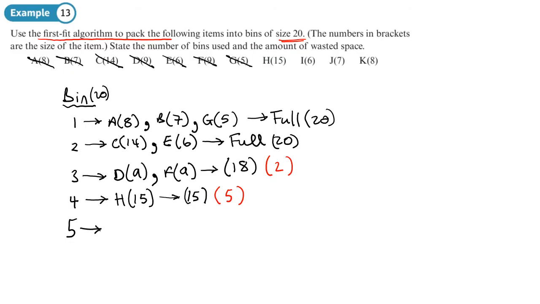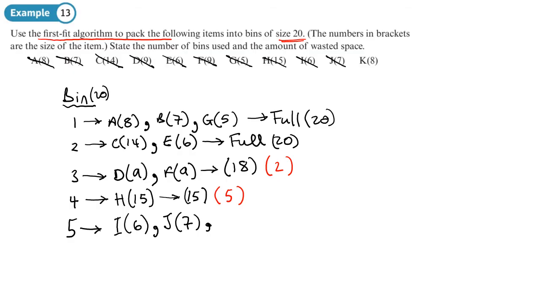So we cross off 15. Now we go on to I, which is 6. We can get that in there. We can get J in there. That's going to be 7. Whoops, I'm having problems writing J's today. I, J. So that gives me 13. So I can get those 2 in.